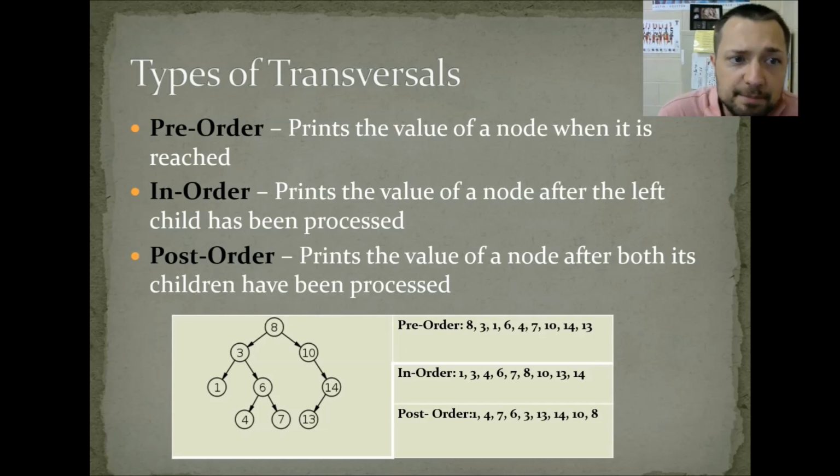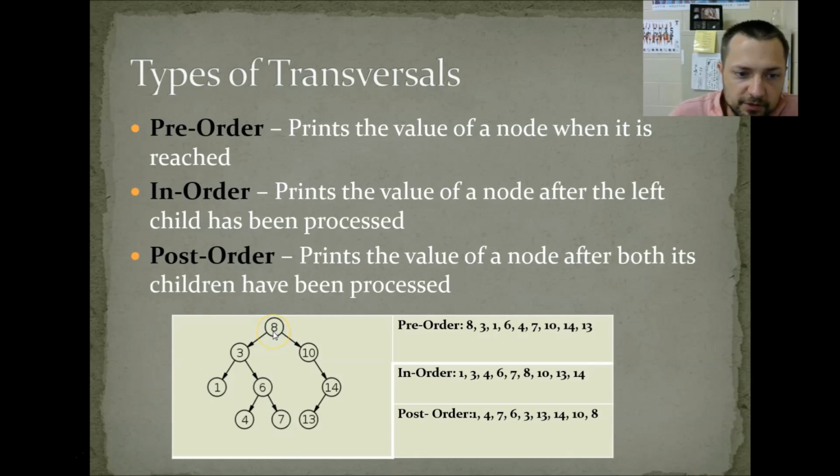We have different types of traversals. A preorder prints the value of a node when it is reached. In order prints the value of a node after the left child has been processed. Post order prints the value of a node after both of its children have been processed. In general, when you go through a tree, you go left, left, left till you can't go left, then you work your way back up, and then you go right, right, right till you can't go right.